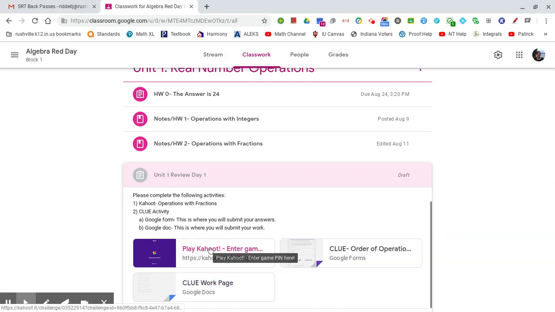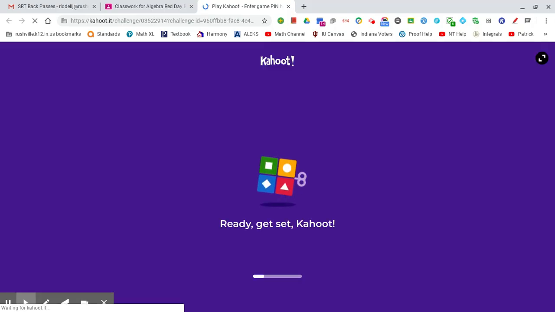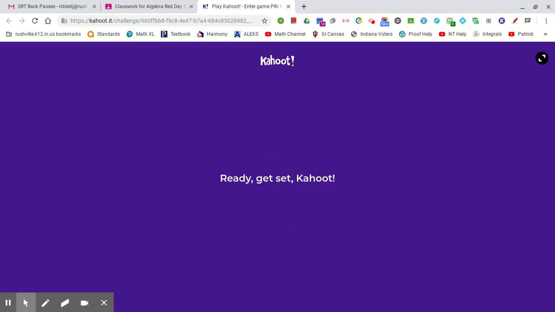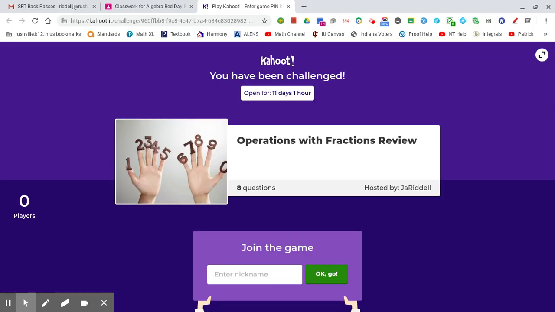The first activity is a Kahoot. So click on the link. This is going to take you to what's called a Kahoot. The way this is set up, you're going to enter your name and then answer the multiple choice questions that we're asking. These are over operations with fractions. We are going to have a class competition to see who gets them right the fastest. So who gets the most right, and the time is also factored in.